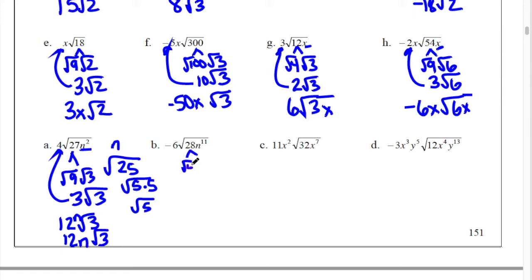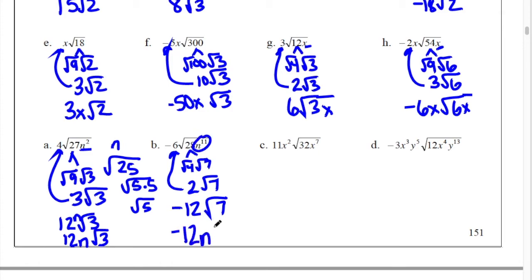28 is the square root of 4 times the square root of 7, which is 2 root 7. The 2 gets combined with a negative 6 to be negative 12 root 7. There's 11 n's, so 5 of those get to come out. So we have negative 12 n to the 5th, and since there's an odd number of n's, we're going to keep one in there with the 7.